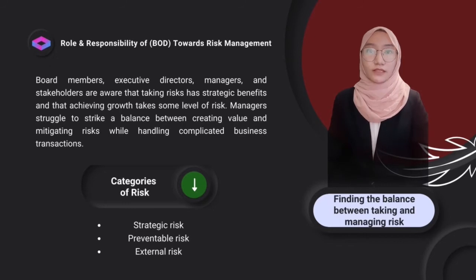Once risks are identified, they should be categorized into three categories. First, strategic risk. Strategic risk offers positive benefits towards the company goal, which makes this risk a balancing act. Second, preventable risk. Preventable risk offers no positive benefits and should be eliminated, avoided, or transferred. Third, external risk.